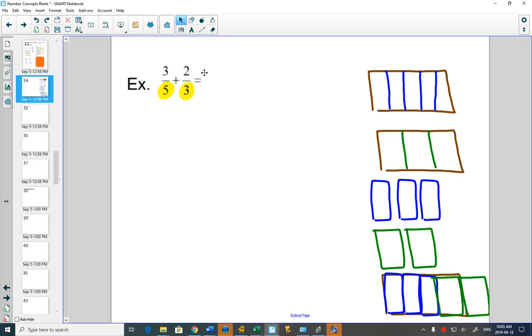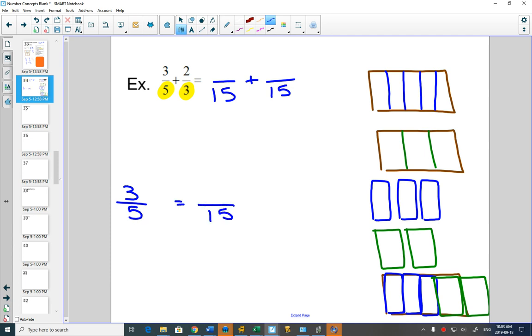So then our job is to rewrite both of these as something over 15. Now 3/5, if we want to write it over 15, I would have to multiply 5 by 3 to get it to equal 15. So that means I also need to multiply 3 by 3 to get it to be 9 over 15.